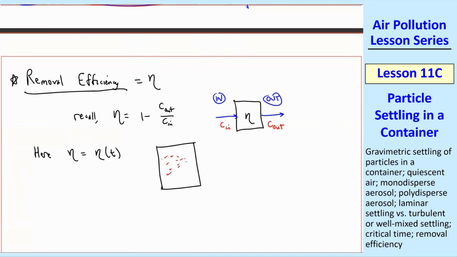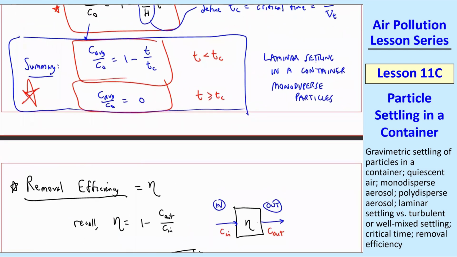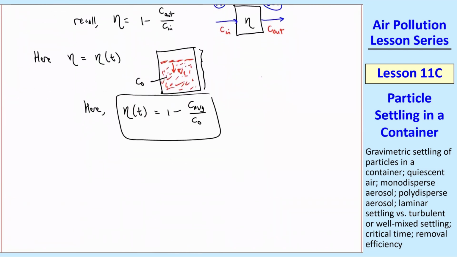We have all these particles settling with our interface up here. So here, eta as a function of time is 1 minus C average over C0. Remember, the average is average over the whole container. C0 is this initial concentration, which is there everywhere under the interface. Well, we have expressions for C average over C0 depending on whether it's before or after the critical time. So let's just throw those into here.